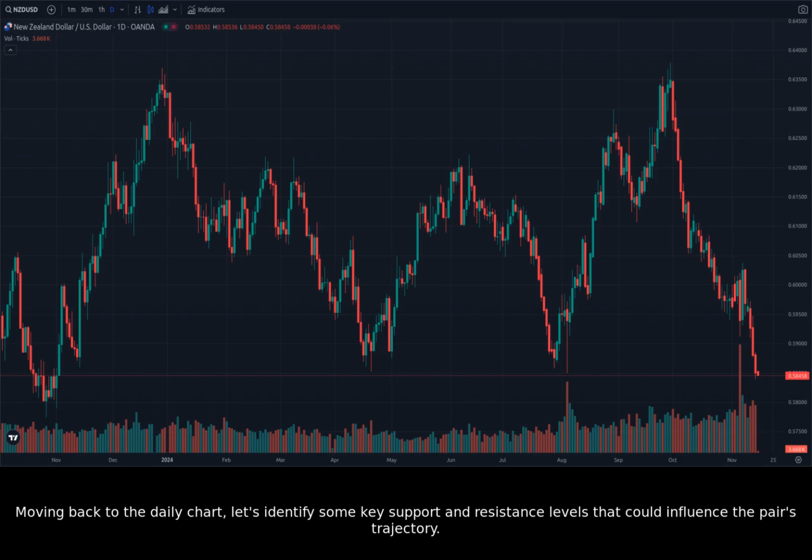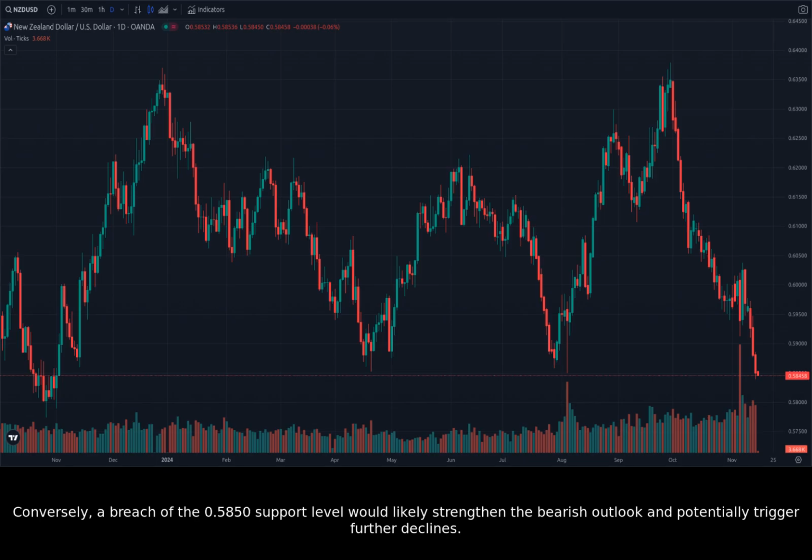Moving back to the daily chart, let's identify some key support and resistance levels that could influence the pair's trajectory. The 0.6000 level, as we've discussed, represents a strong resistance level, while the 0.5850 level could act as a key support level. If the NZDUSD pair manages to break through the 0.6000 resistance, it could signal a shift in sentiment towards bullishness. Conversely, a breach of the 0.5850 support level would likely strengthen the bearish outlook and potentially trigger further declines.